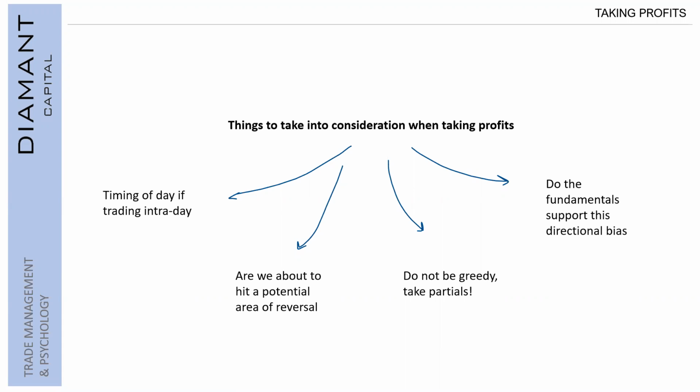I remember once when I just kept on being too greedy, hoping for higher profits, and it would come back to break even, for example. So nothing would happen. And then, do the fundamentals support this directional bias?